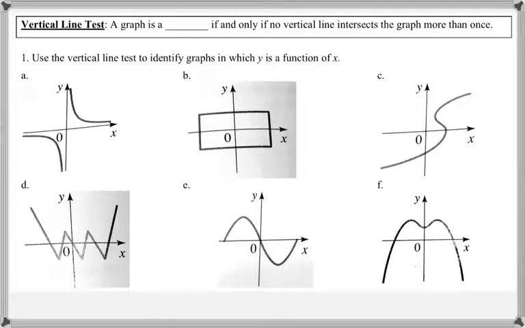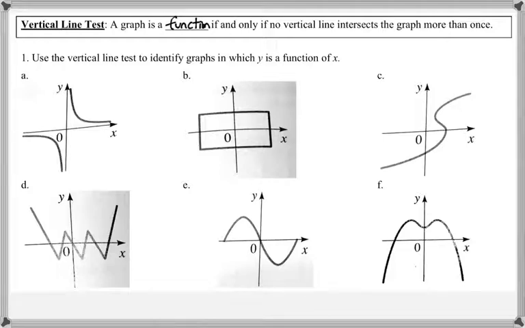Now we're going to look at graphs of functions, or functions as graphs. And one of the most important properties with that is the vertical line test. So a graph is a function if and only if no vertical line intersects the graph more than once.